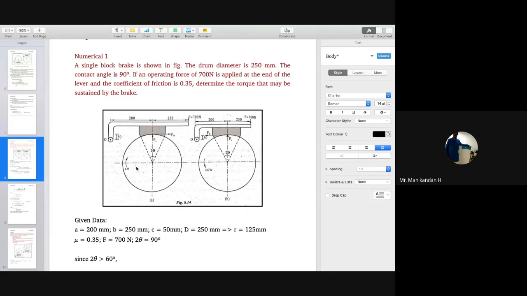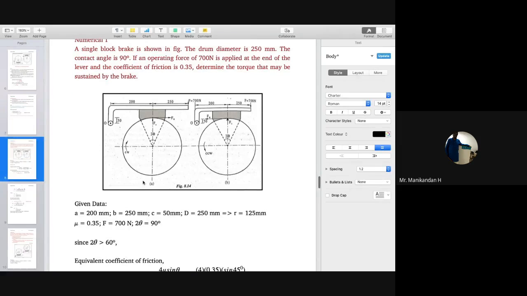Here two diagrams are given. If you see the difference between the two diagrams, everything is the same, only the rotation of the brake drum is different. In figure A the brake drum is in clockwise rotation, whereas in figure B the brake drum is in counterclockwise direction. In both cases we have to find out the torque.